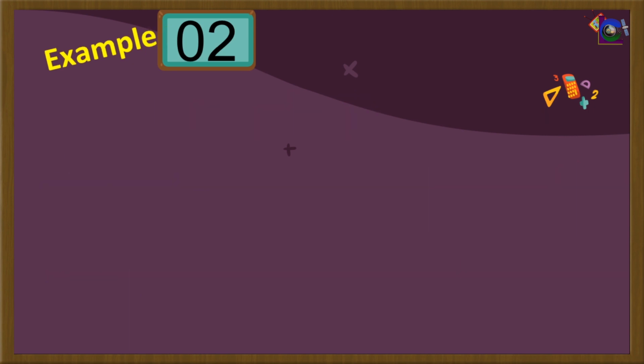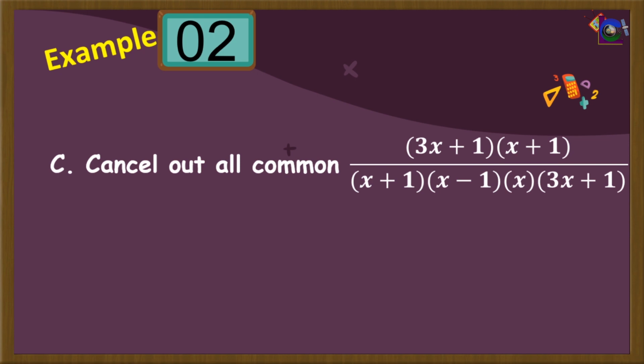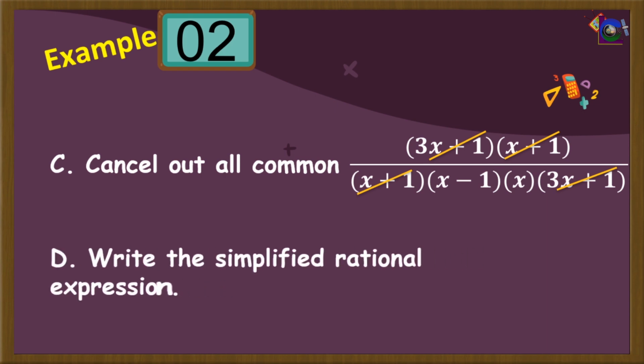Letter C. Cancel out all common factors. In this case, we will cancel out 3x plus 1 and x plus 1. Letter D. Write the simplified rational expression. So our answer is 1 over x times the quantity of x minus 1.